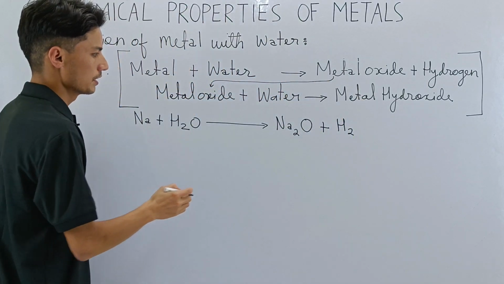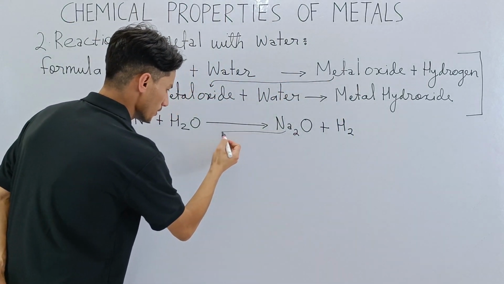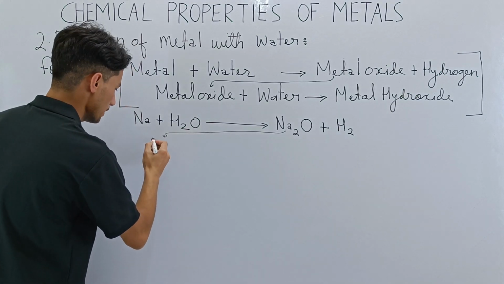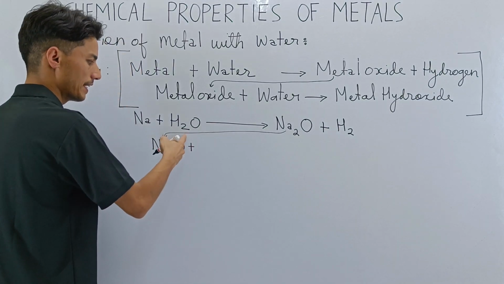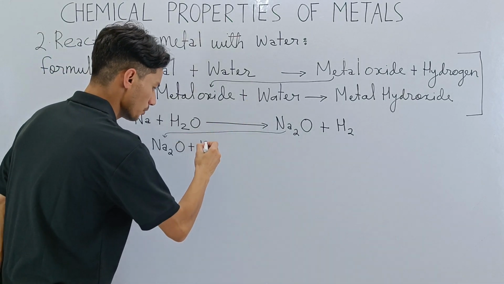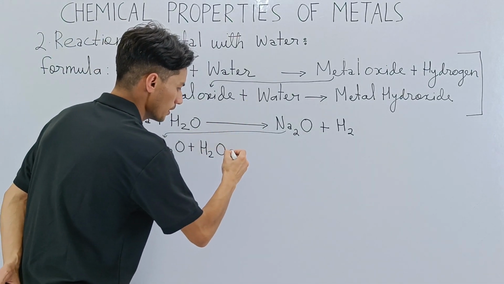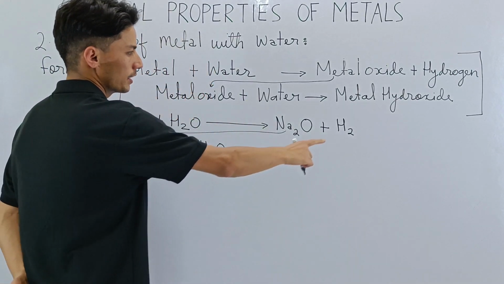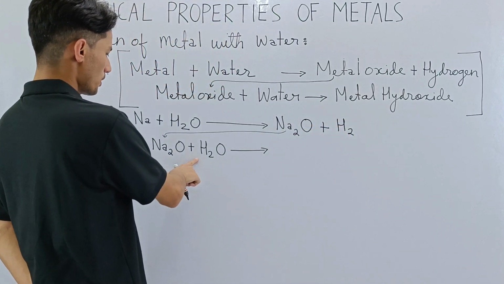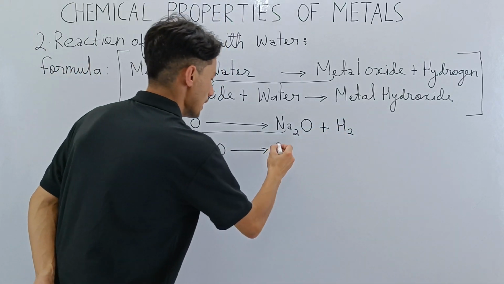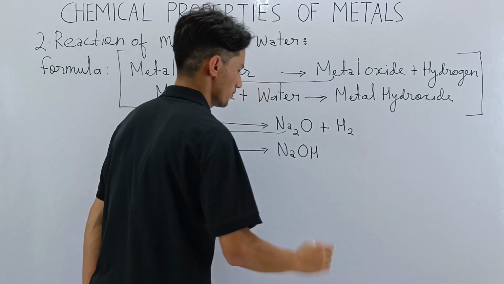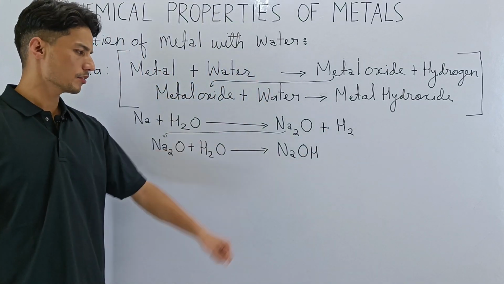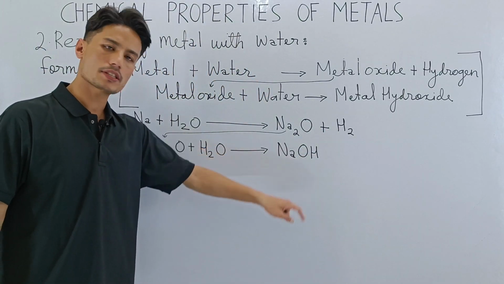Now this same thing will be written here. So it will be Na2O plus again with water, which is H₂O. What will we get? You will get the metal hydroxide. So the hydroxide of sodium, which is NaOH. See, easy, isn't it? Not difficult. This is sodium hydroxide.